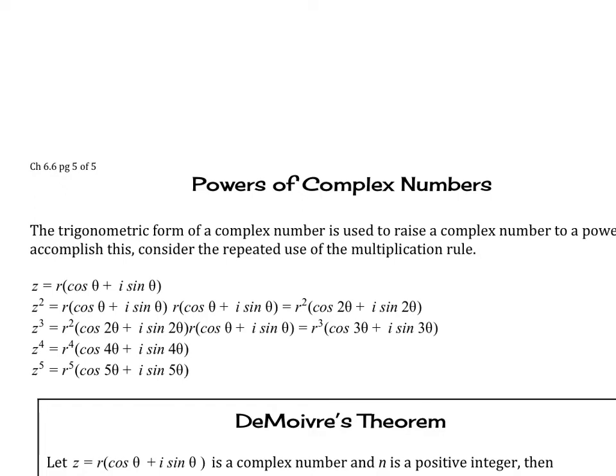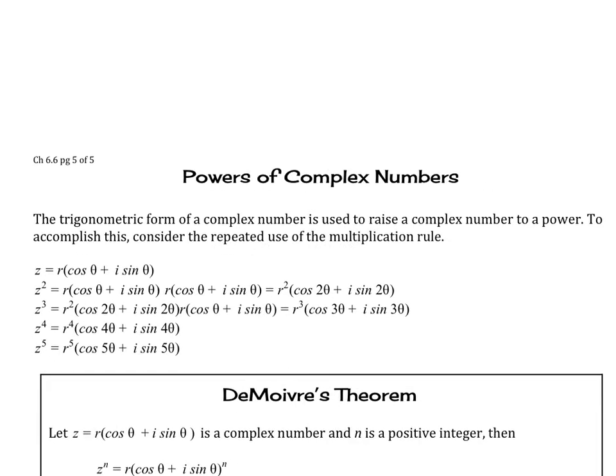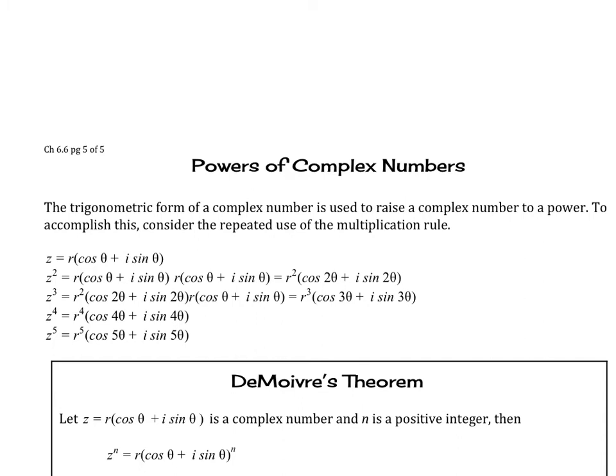The last thing we're going to look at is powers of complex numbers. The trigonometric form of a complex number is used to raise a complex number to a power. To accomplish this, consider the repeated use of the multiplication rule. So z equals r cosine theta plus i sine theta.